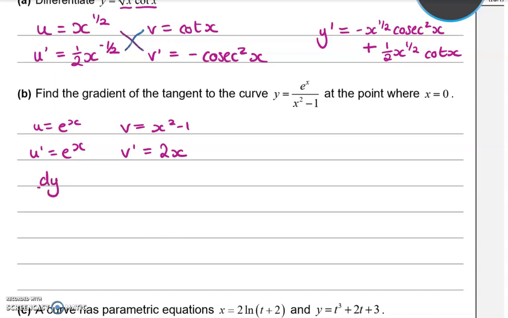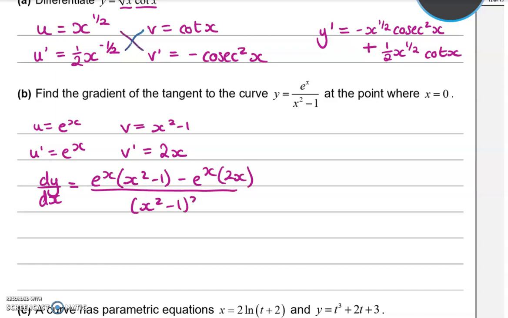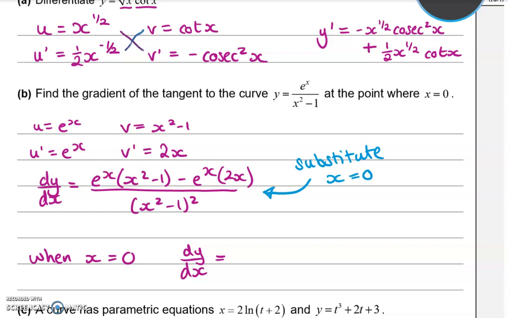So dy by dx is then going to be v du by dx, so e to the x times x squared minus 1, minus u dv by dx, all over v squared. Work out what that gradient is when x equals 0. So when x equals 0, we put 0 into every x term in our dy by dx, and we will get the answer that dy by dx is equal to minus 1.